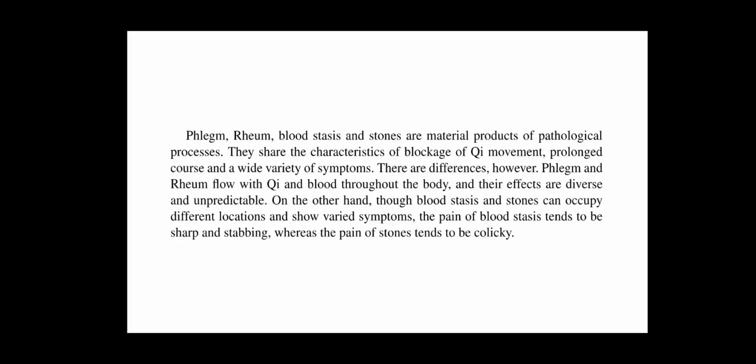Phlegm, rheum, blood stasis, and stones are material products of pathological processes. They share the characteristics of blockage of qi movement and prolonged course and a wide variety of symptoms. There are differences, however. Phlegm and rheum flow with qi and blood throughout the body, and their effects are diverse and unpredictable. On the other hand, though blood stasis and stones can occupy different locations and show varied symptoms, the pain of blood stasis tends to be sharp and stabbing, whereas the pain of stones tends to be colicky.